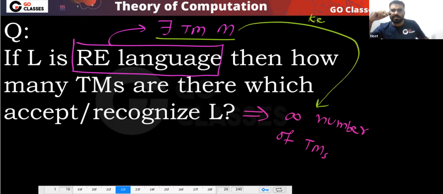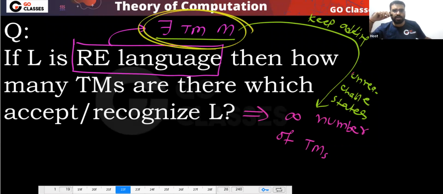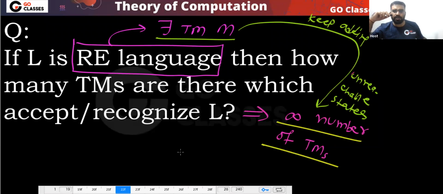Keep adding unnecessary states, unreachable states. Is this clear? Or you can change the tape alphabet, keep adding unnecessary tape symbols. Basically you can do many things. So anyway, I can say that an RE language means there exists a Turing machine, and from this Turing machine you can keep adding unreachable states and create an infinite number of Turing machines.